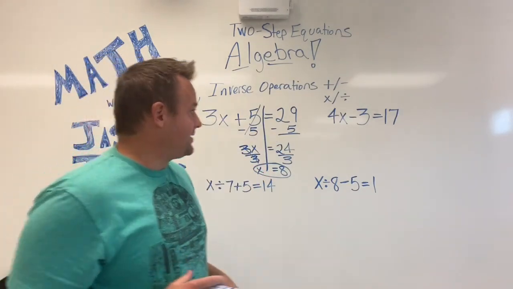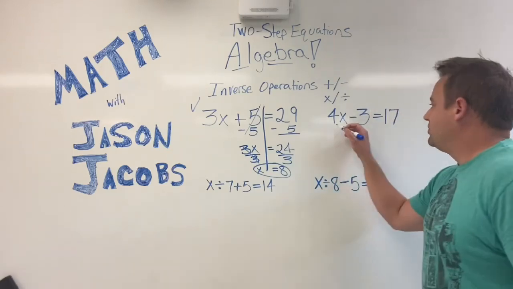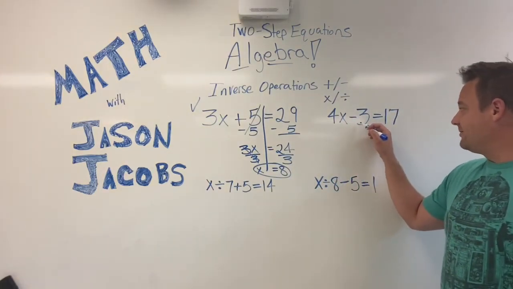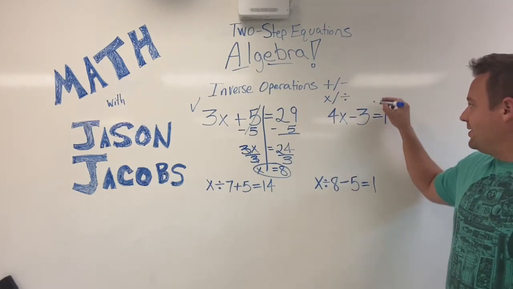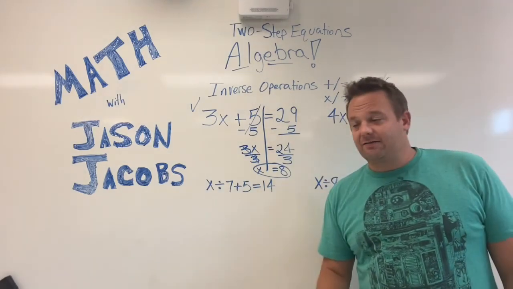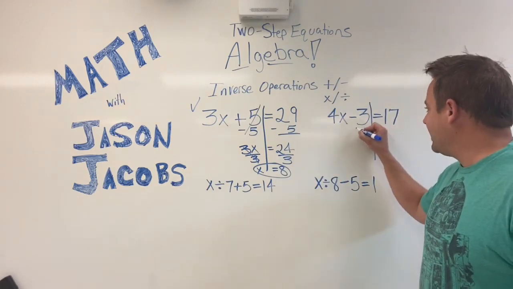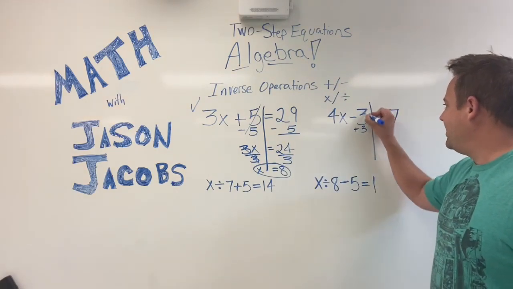Let's move on to the next two-stepper. All right, two-step equation here. 4 times something, 4 times x, minus 3 equals 17. Well, the inverse operation of subtracting 3 is adding 3. So we're going to add 3 to this side of the equation, cancels.